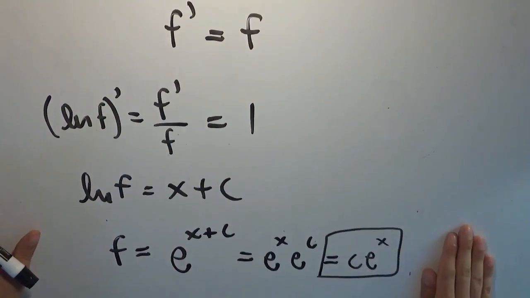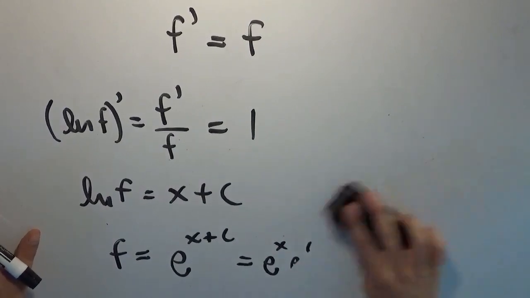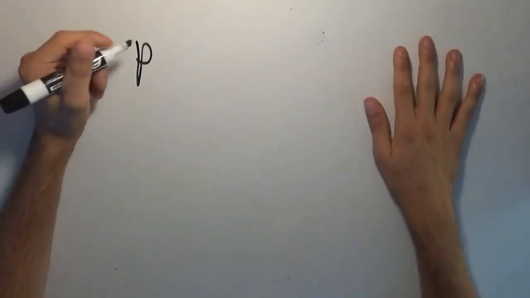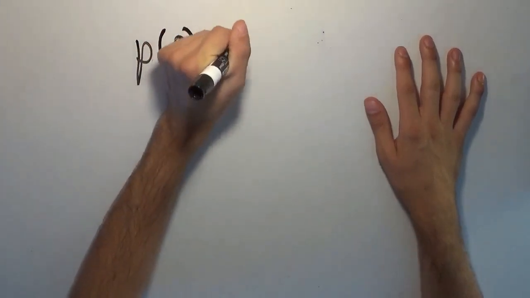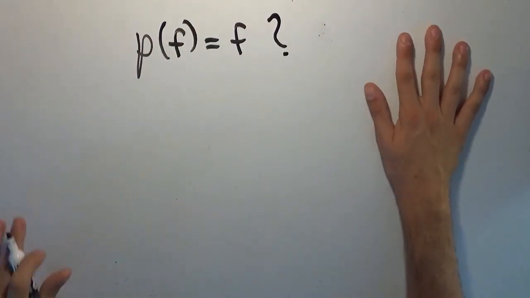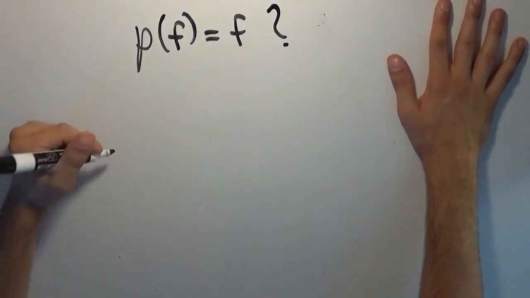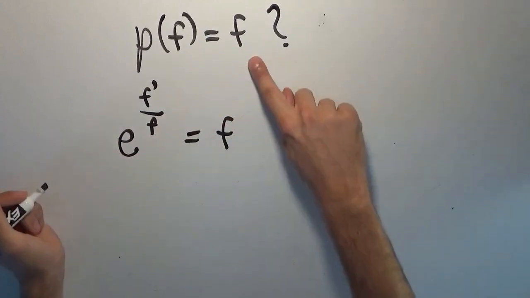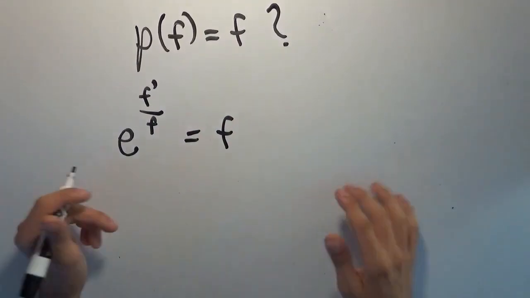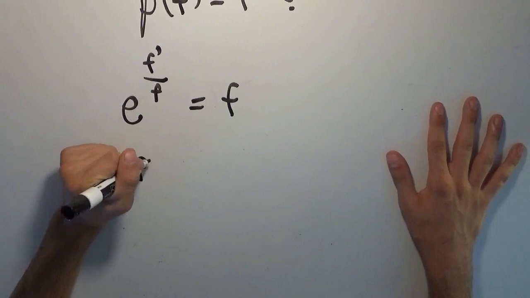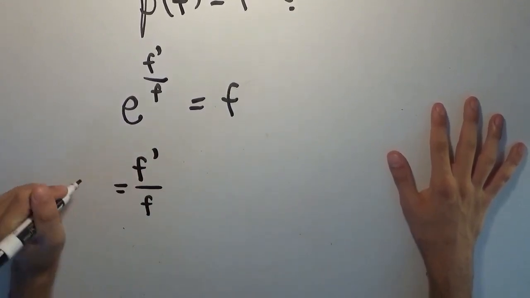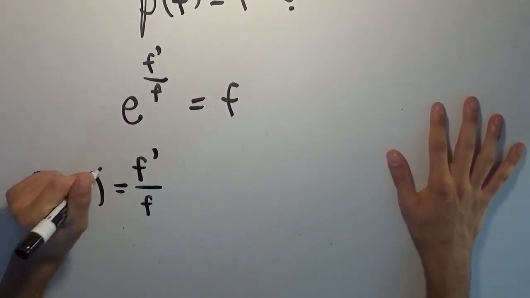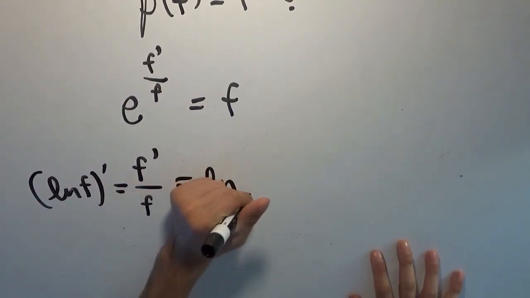And of course the natural question arises, are there such functions when it comes to the product derivative? So let's take a look at that. So I'm asking now, if I take a product derivative of a function, can I get that function back? Right? So let's see. What is the definition of the product derivative? We have e to the f prime over f equals the function f. And so to get to the thing in the power, we just need to take the natural logarithm of both sides, and we get that f prime over f, which is again the derivative of the natural logarithm of f, is equal to the logarithm of f.